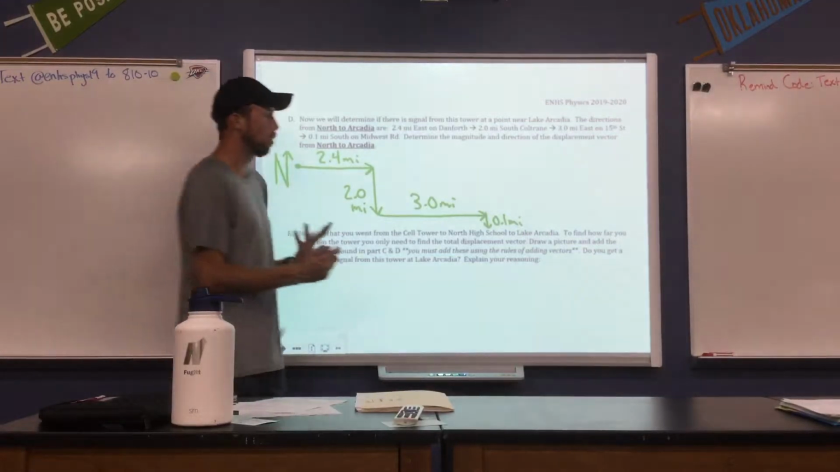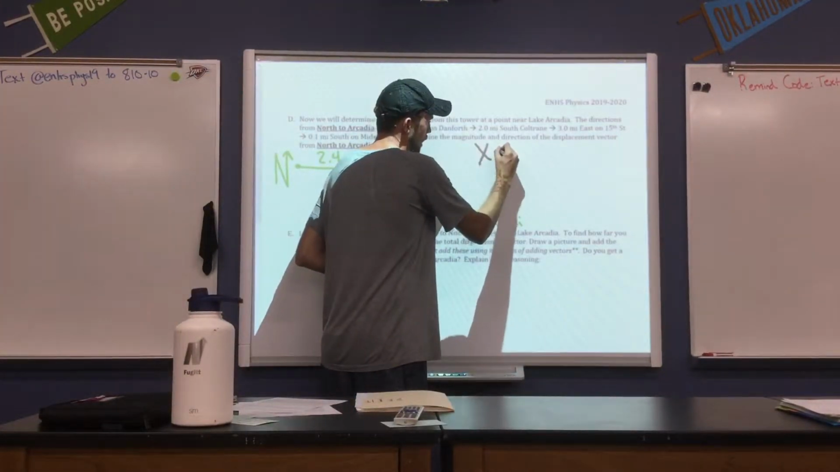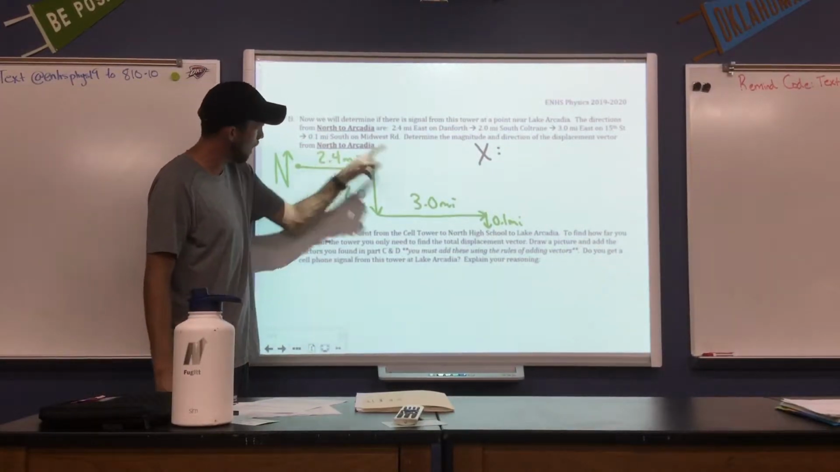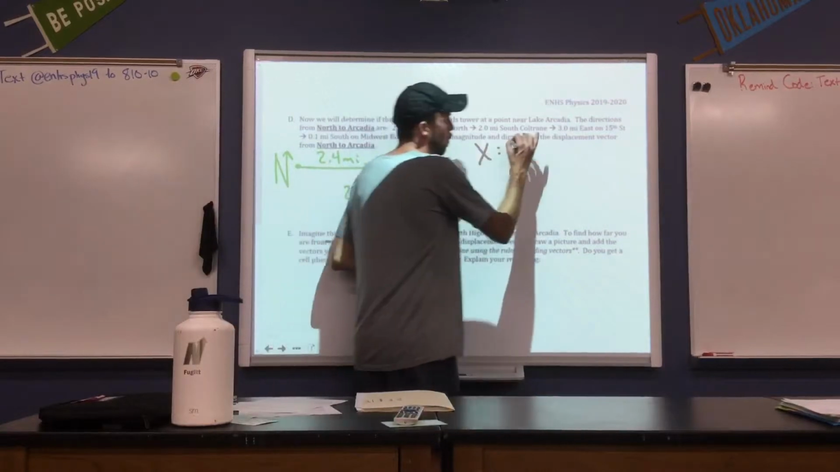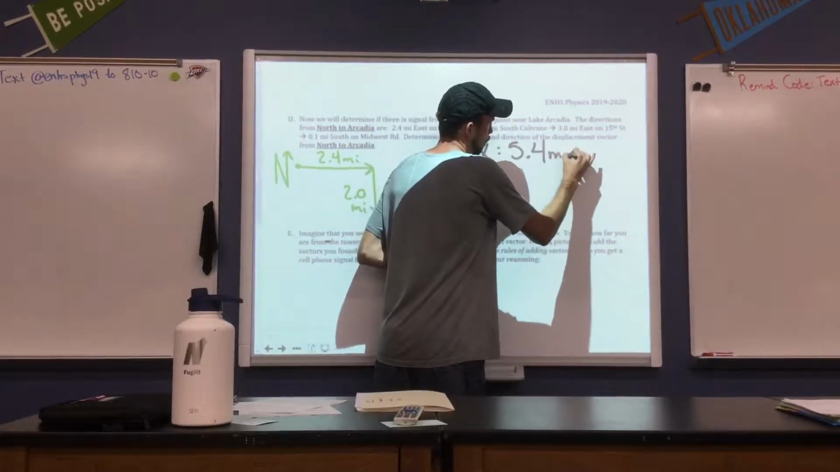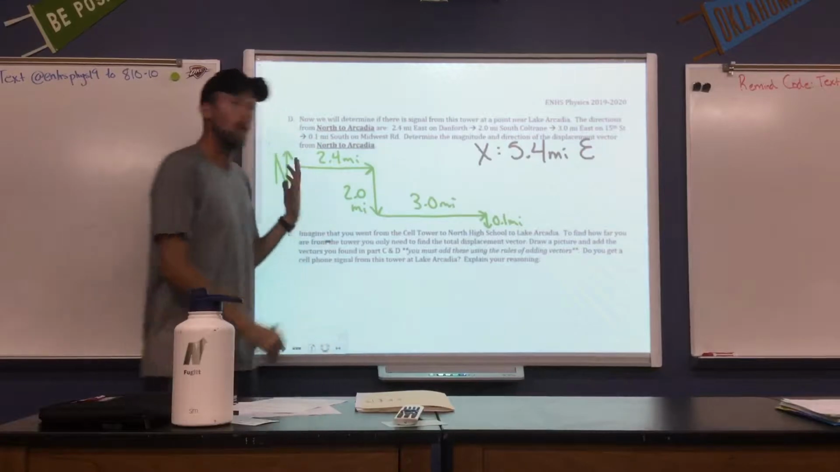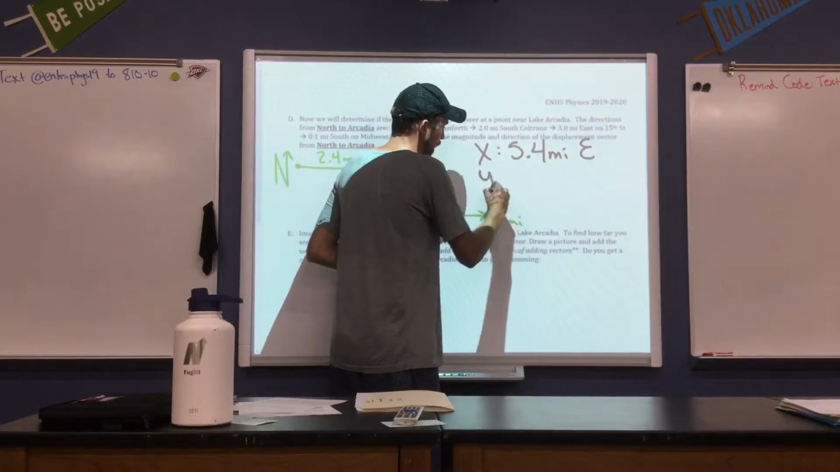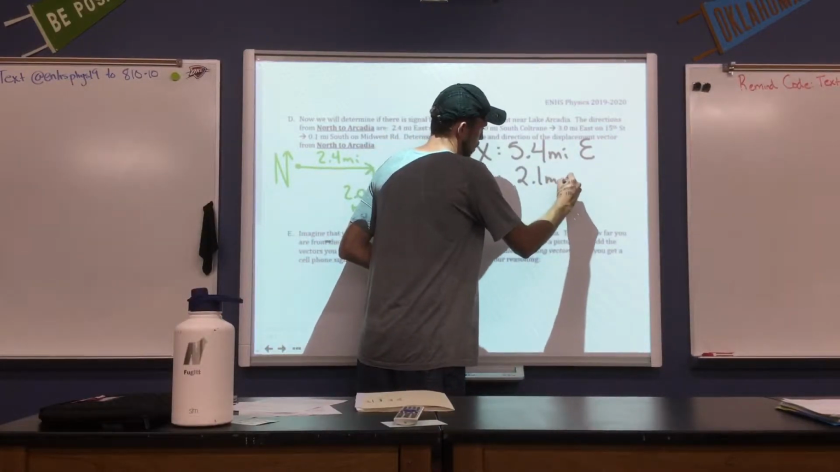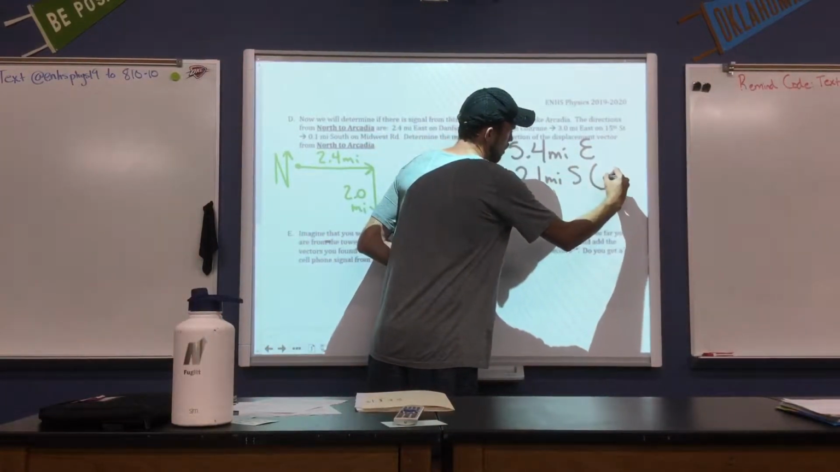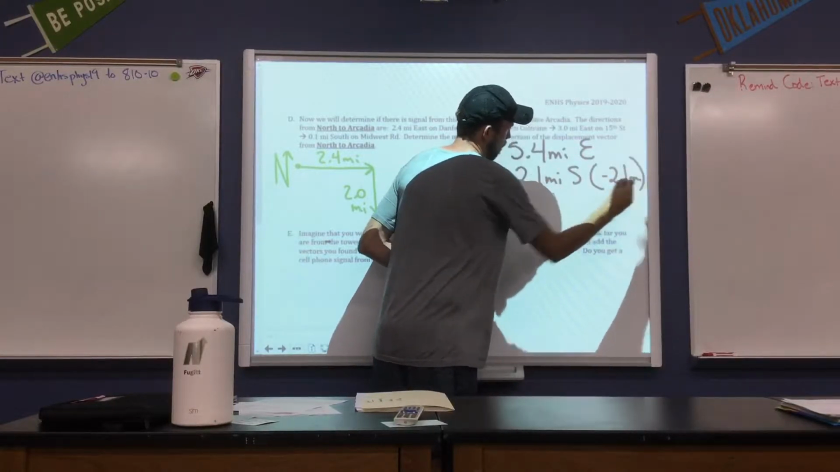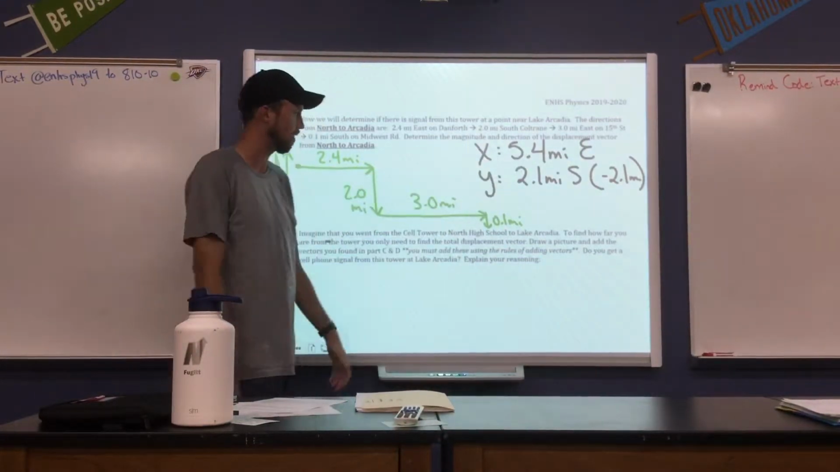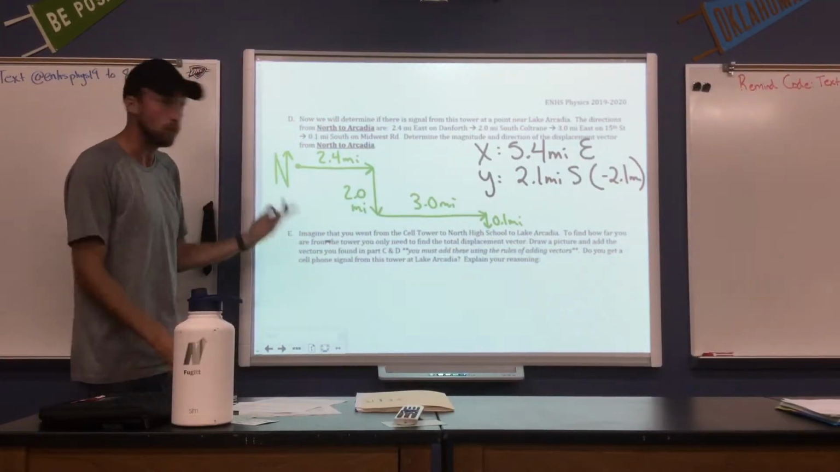Now, just as before, we want to group together our similar components. In the x direction, or the east and west horizontal direction, we're moving 2.4 miles and then 3 miles both east, which means we can add those together for a total of 5.4 miles east. The y direction, we're moving south in both components, 2 miles and 0.1. So we'll add those together for a total of 2.1 miles south. We can also call this negative 2.1 miles, because of our sign convention, going down vertically, we usually represent as negative. Either one is appropriate.